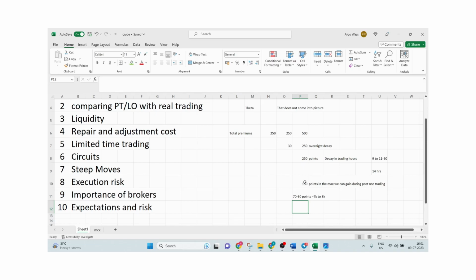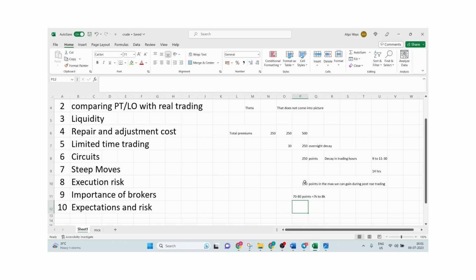The same is the case with NG also. The same calculations can be done. The starting premium is around 30 rupees in the new expiry, and we are hardly left with 6-7 points in NG which we can gain in a month. So this is how the calculation works in MCX trading.